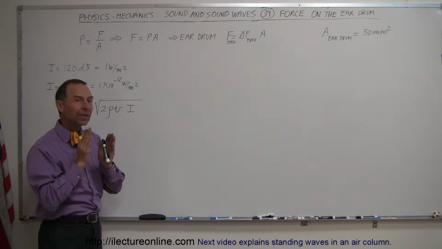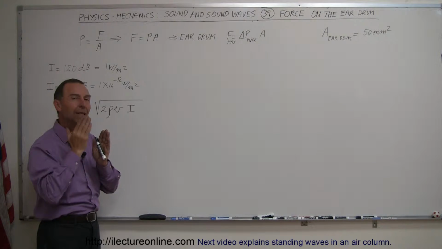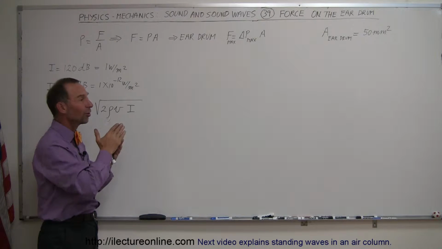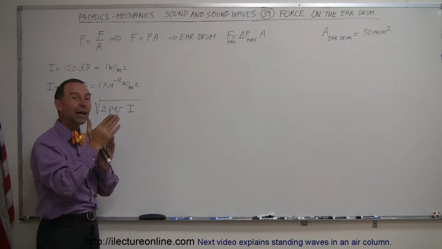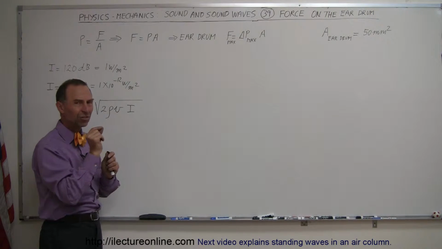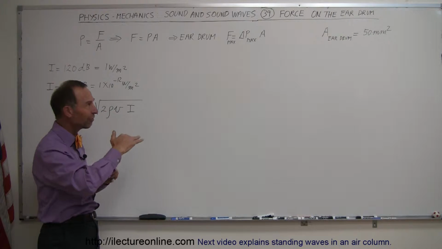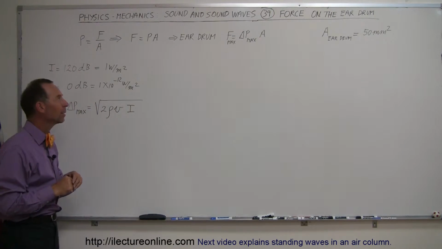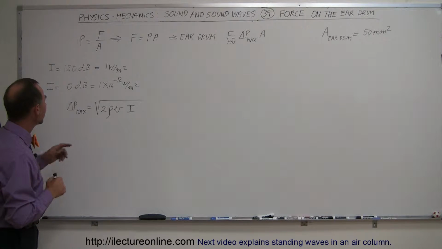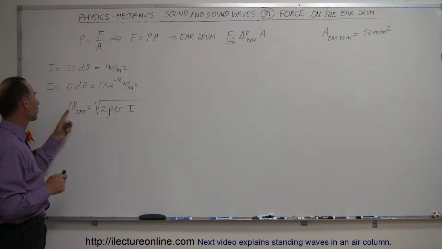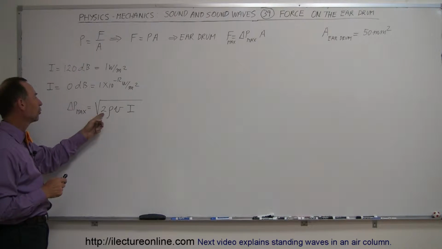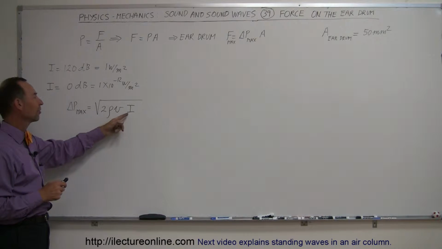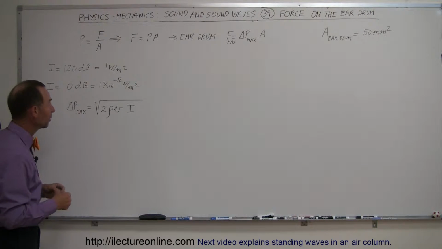Now, remember that on the eardrum on one side, it's equilibrium pressure, about atmospheric pressure. On the other side is exposed to the air, and there you have the pressure differences. So we want to catch it at the maximum pressure difference as it varies away from the equilibrium point. The equation we use to find the maximum pressure difference is the square root of 2 times the density of air times the velocity of air times the intensity in watts per square meter.